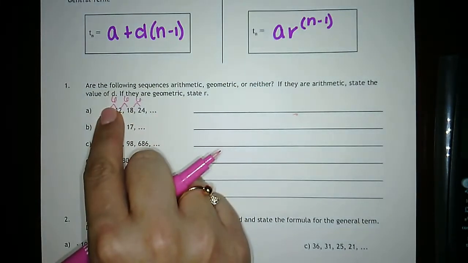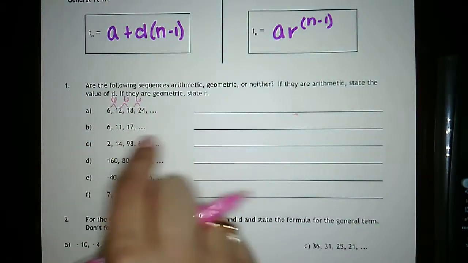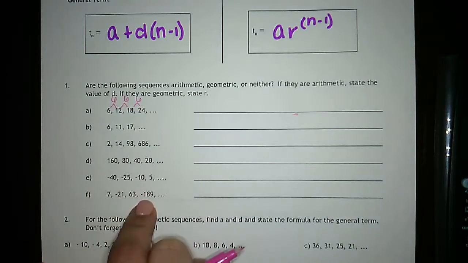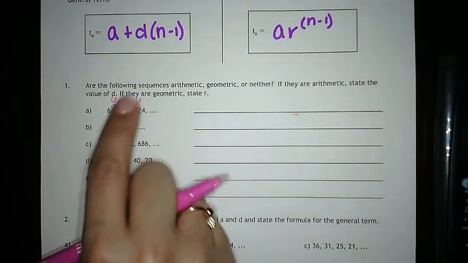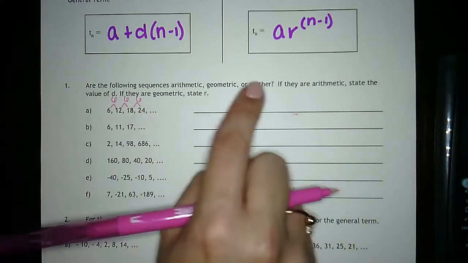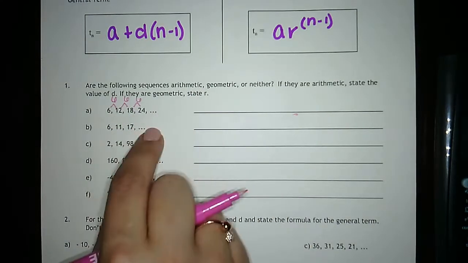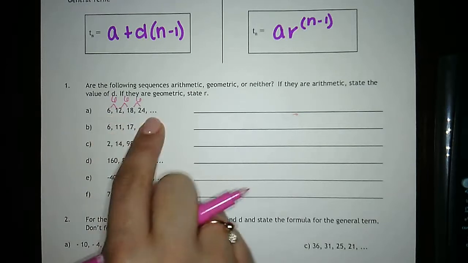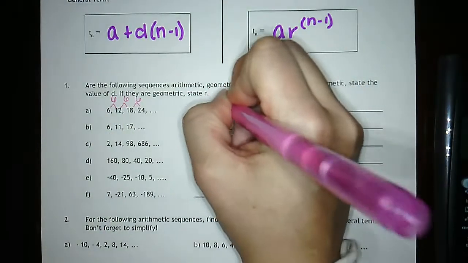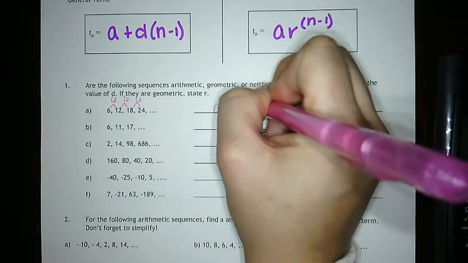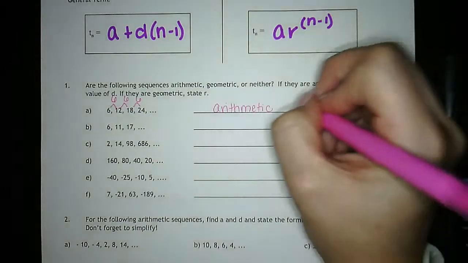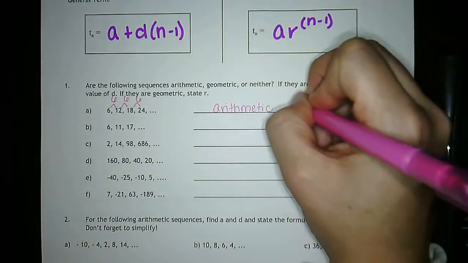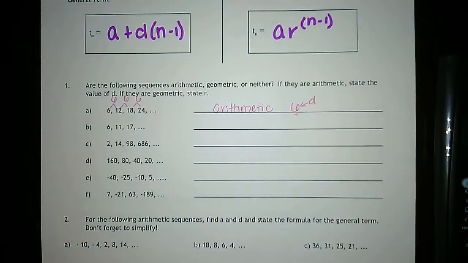So our difference is the same, and you do need to check it for pretty much everything, because it could be that this is 6 and this is 6, but right here is 7, and then it's neither. So just be careful on that. They might try to trick you. So since they all have the same common difference, this is an arithmetic sequence, and the common difference is 6.